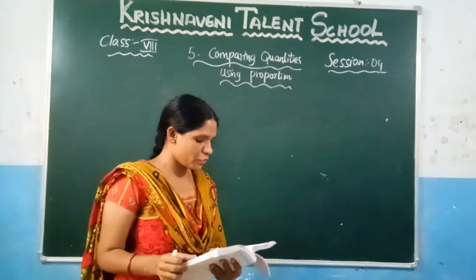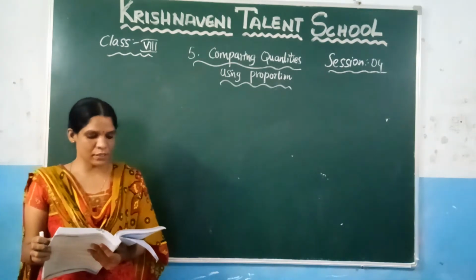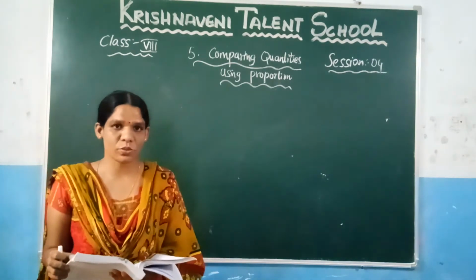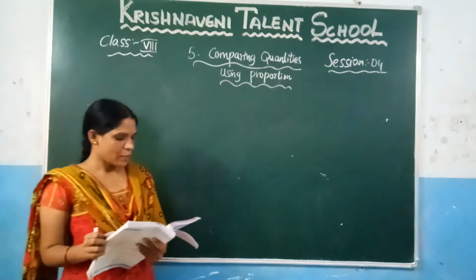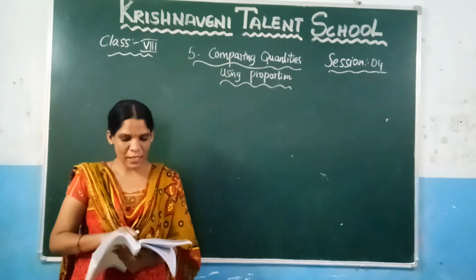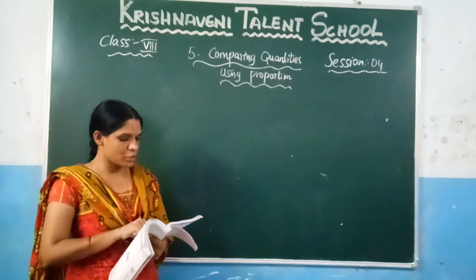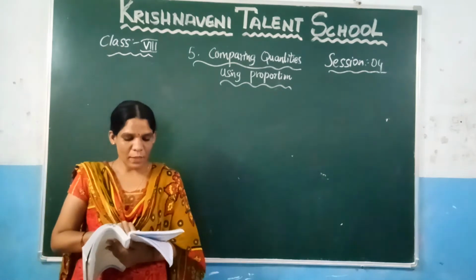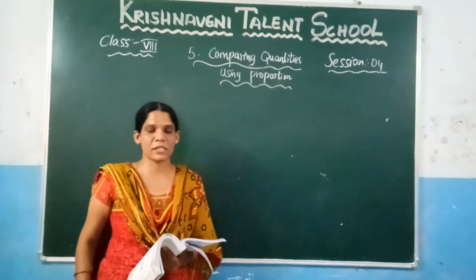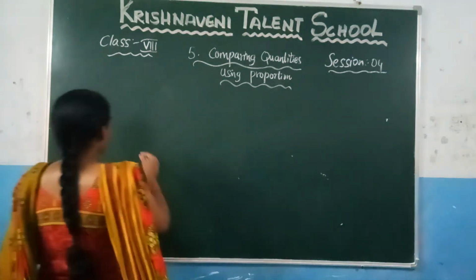If 9 out of 24 students scored below 75% in a test, that means 24 students wrote the exam, and 9 students got below 75% marks. Find the ratio of the students who scored below 75% marks to the students who scored above 75% marks. This is the question they have given. So let us see how to solve this problem.